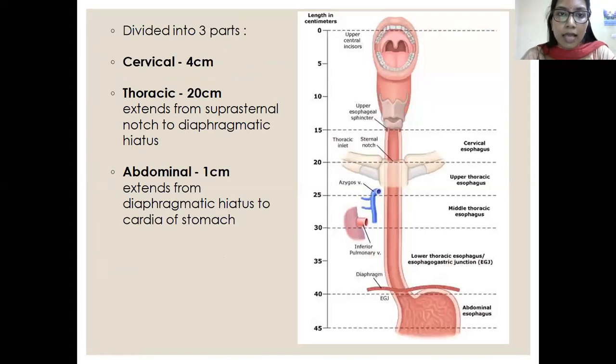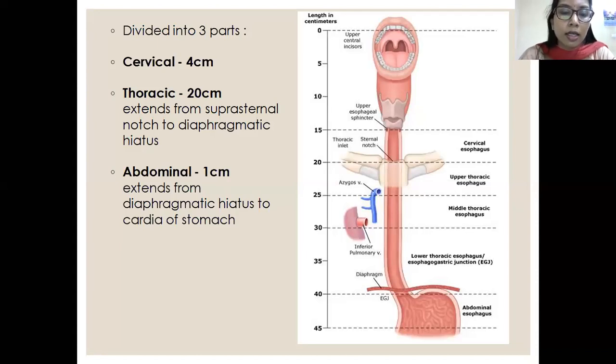The esophagus as such is divided into 3 parts. This is measured as a distance from your upper central incisors going down below. As such, it is divided into the cervical esophagus, thoracic esophagus, and abdominal esophagus. Roughly, to avoid decimals, we have just given lengths. The cervical is usually 4 centimeters, thoracic 20 centimeters, and abdominal is 1 centimeter in length.